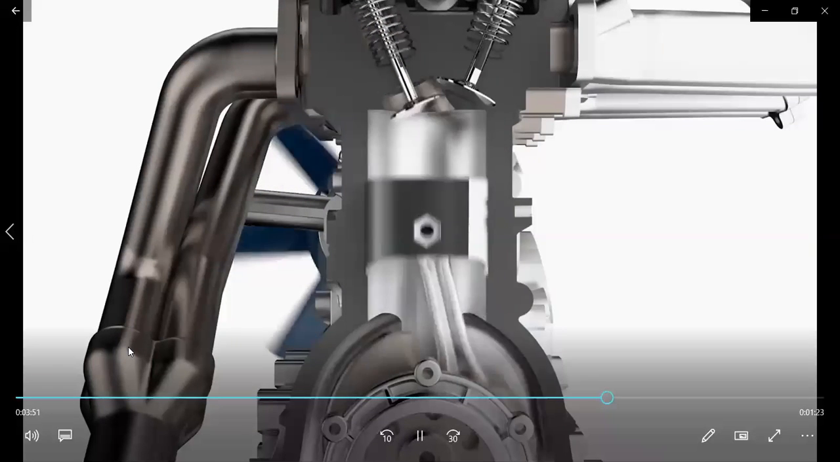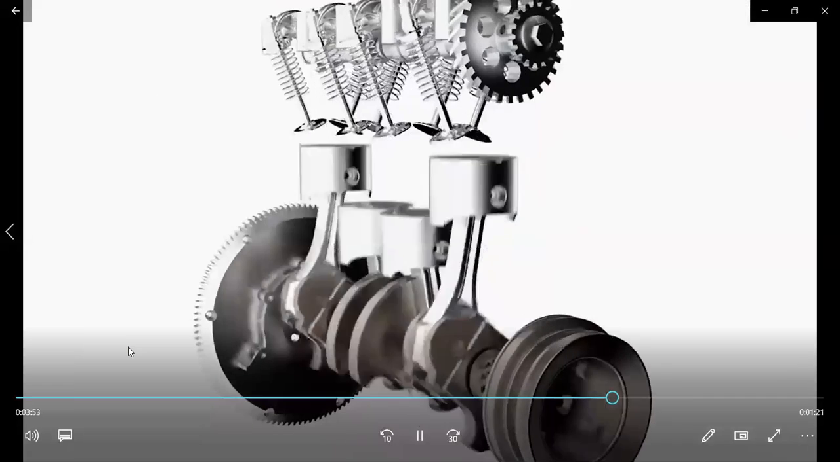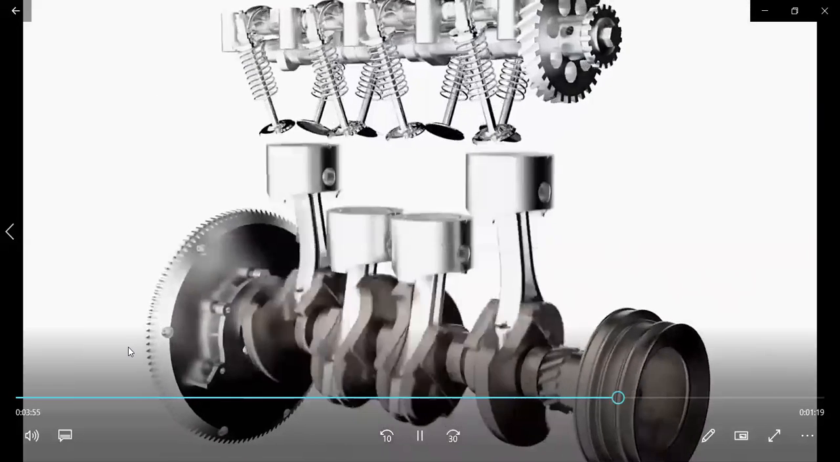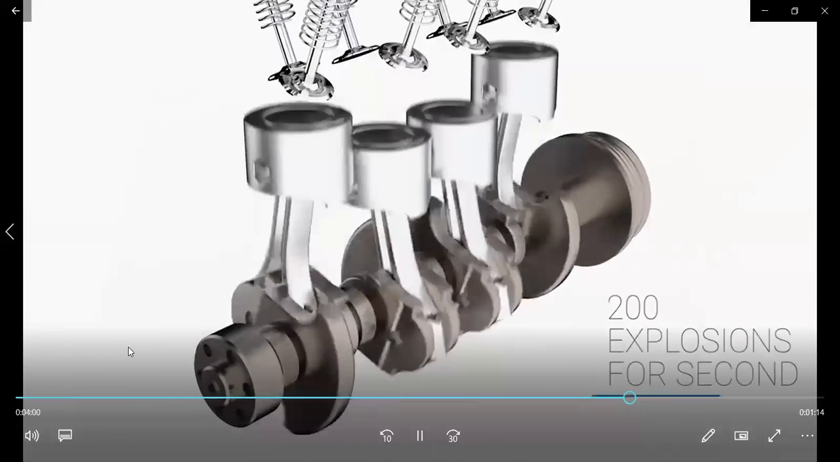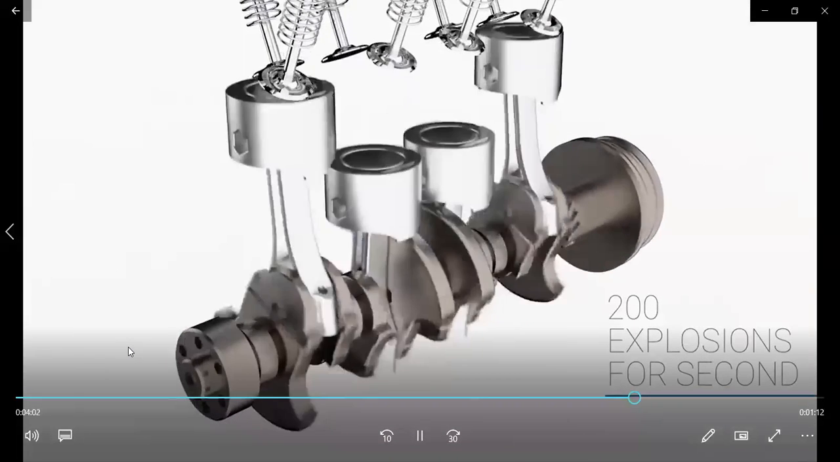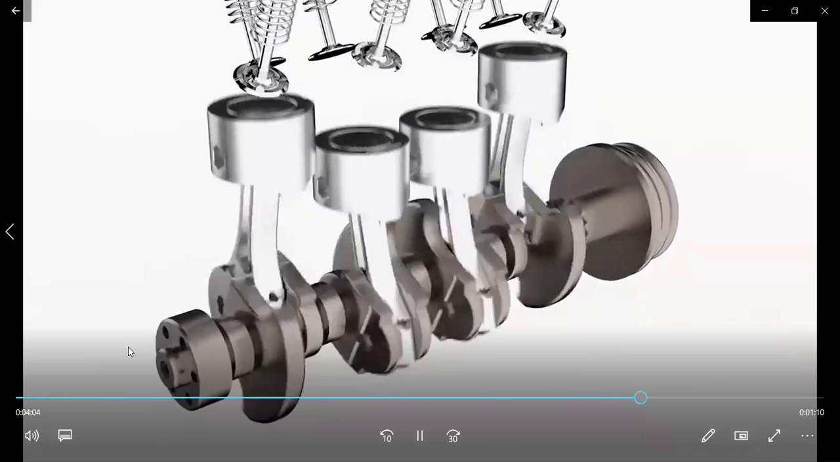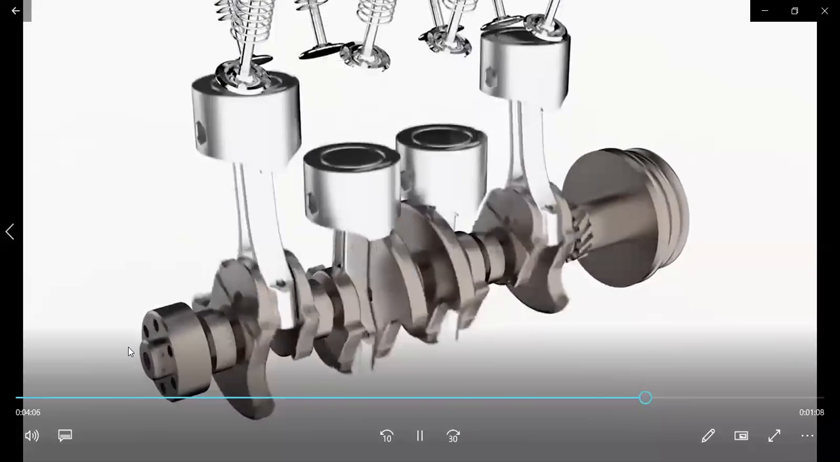The 4-stroke cycle is complete, but it does not stop here. At a speed of 6,000 RPM, it repeats up to 50 times per second, causing 200 explosions per second inside each cylinder of this 4-stroke engine.